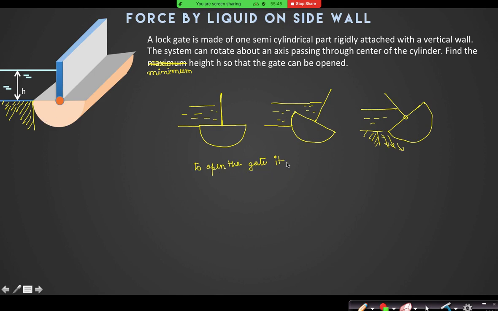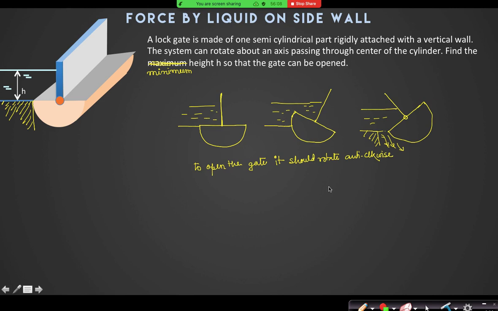In order to open the gate, this entire construction should rotate anti-clockwise. If it is rotating anti-clockwise, then we should get the maximum height. Okay, all right. We'll check it. No problem. If clockwise, we will get the minimum height.